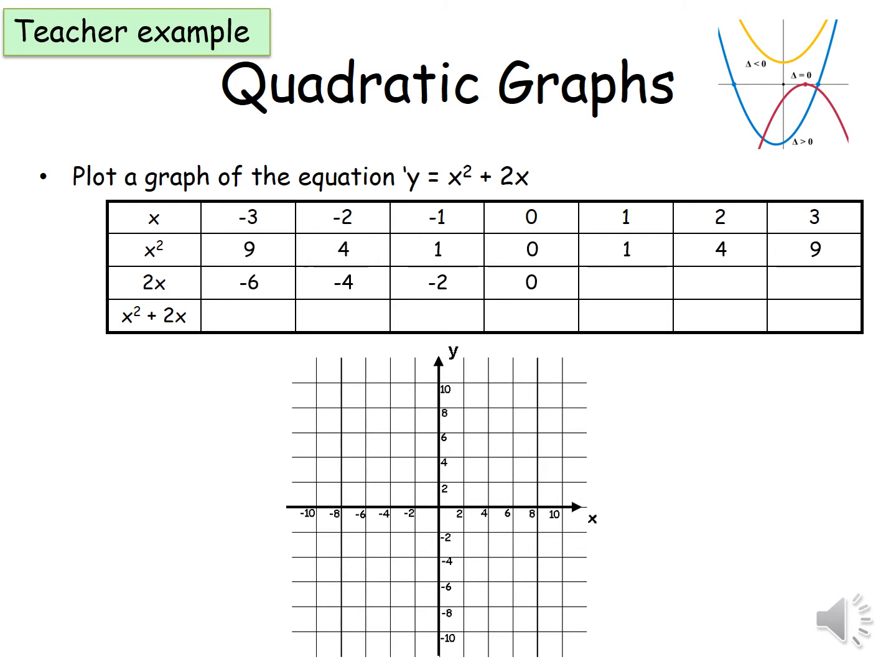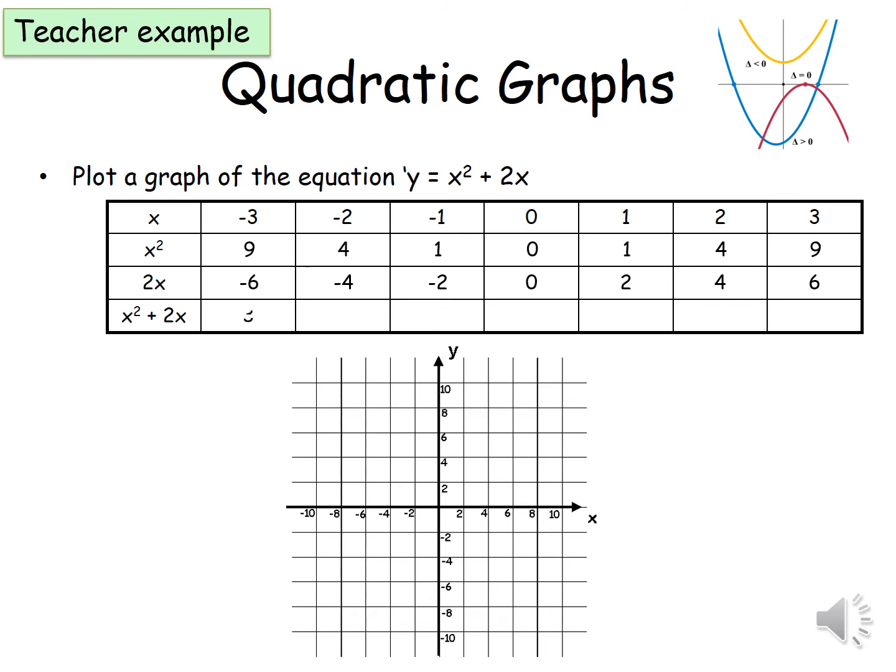When x is 1, 2 times 1 is 2. When x is 2, 2 times 2 is 4. When x is 3, 3 times 2 is 6. Now we need to add our two values, because remember, the equation of this line is x squared plus 2x, and we have those values of the x squared and the 2x. So we add them together.